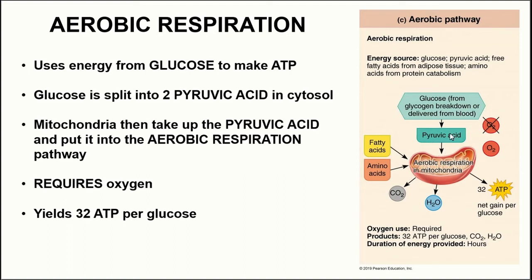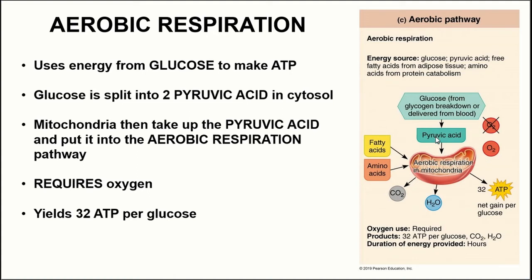So what happens is that our muscles once again take up glucose from our blood, or they use the glycogen that's in our liver or in the muscle. And the glucose is once again split into pyruvic acid in the cytosol or sarcoplasm of our skeletal muscle cell. This process again does not require oxygen, even if oxygen is present.